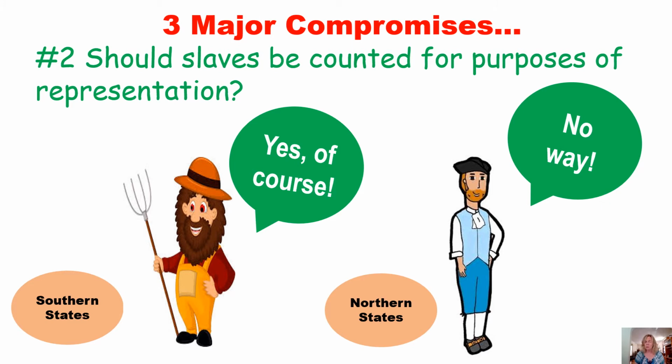The North said, no, that's not fair. Slaves are not citizens. You don't give them any rights. They're considered property. And now suddenly you want to use them and count them for representation.